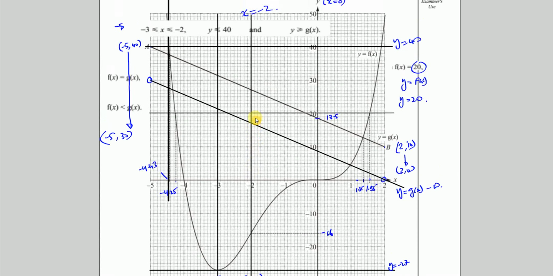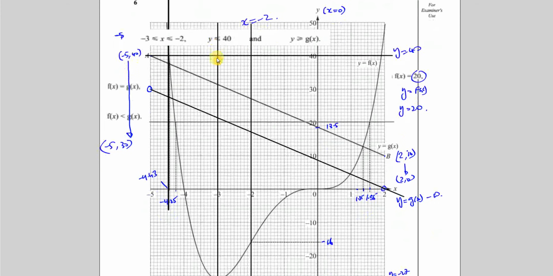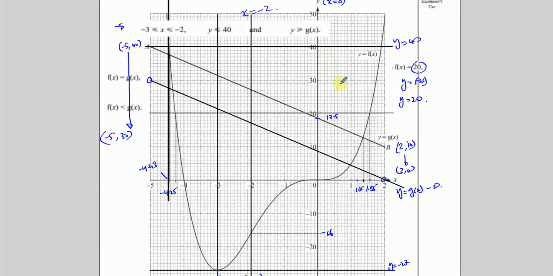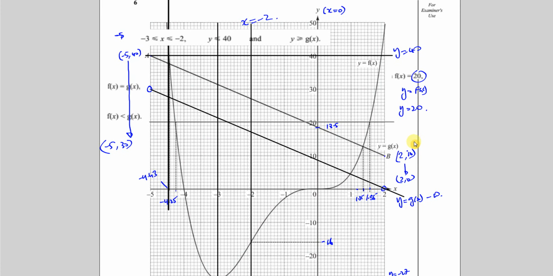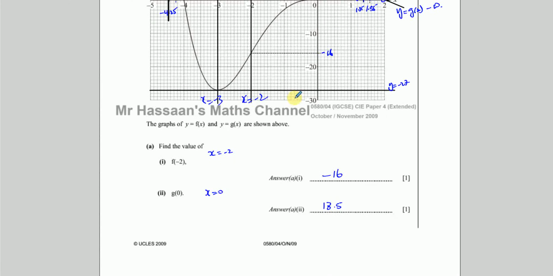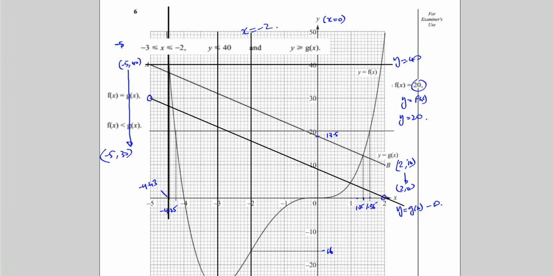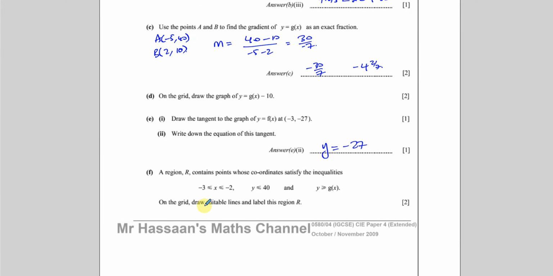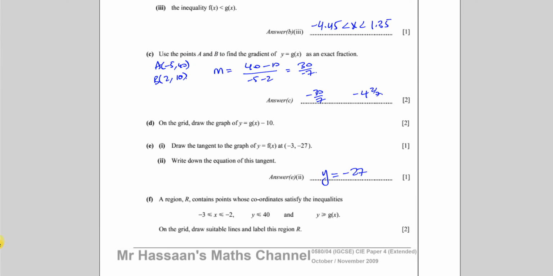Now, y is greater than or equal to g of x. g of x is this line here, the one going between A and B. Does it say shade the region? Let's have a look at the question again. Sorry, it says label this. Okay, label the region R.